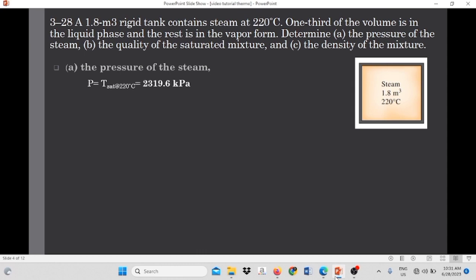After that, we're going to find the quality of the saturated mixture. We need the mass of saturated liquid and the mass of saturated vapor. But first, I'm going to show how we come up to those values of mass of saturated liquid and mass of saturated vapor.